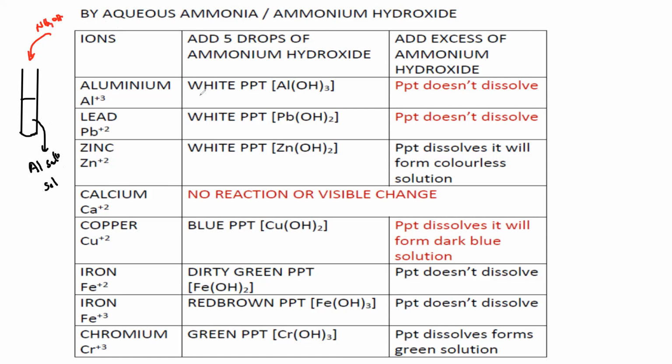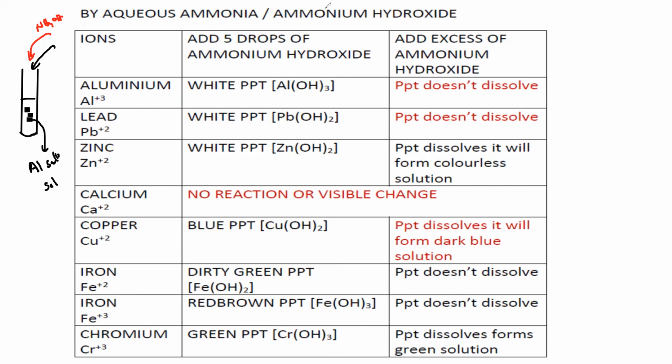First we add 5 drops, and we observe a white precipitate. Because I cannot show a white precipitate here, I'm using a black color just to represent white. When we add excess, more than enough, what will happen? The precipitate does not dissolve. So when excess aqueous ammonia is added, the precipitate does not dissolve. Previously, when we added sodium hydroxide, it was dissolving, but now it does not dissolve.